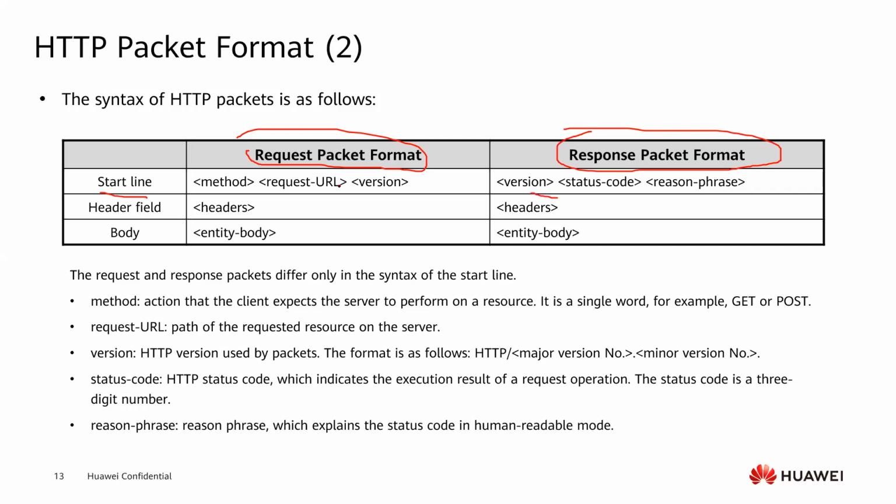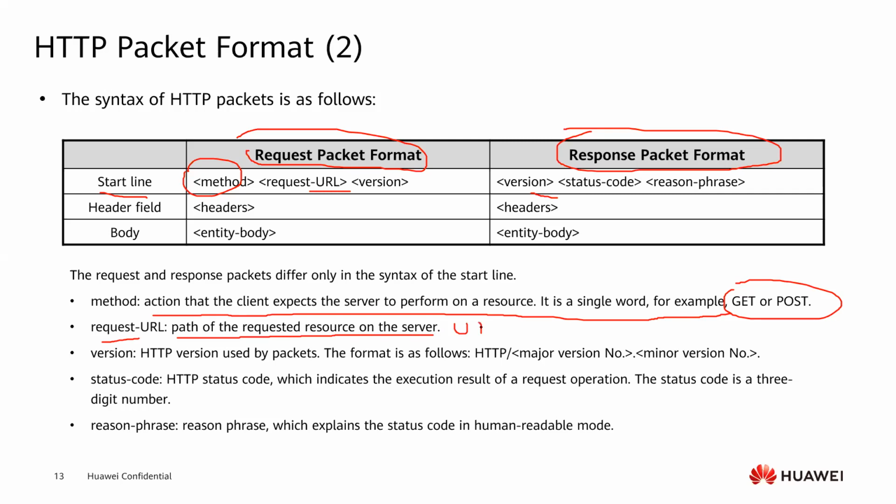In the start line, we can see they are different. The method is the action that the client expects the server to perform on a resource, and it is a single word, for example get or post. The request URL is the path of the requested resource on the server. And the version is the HTTP version. HTTP has two versions, version one and version two. The status code is only in the response packet. It is a number, with the first digit being one, two, three, four, or five. And this is the response phrase, which explains the status code in a human readable form.